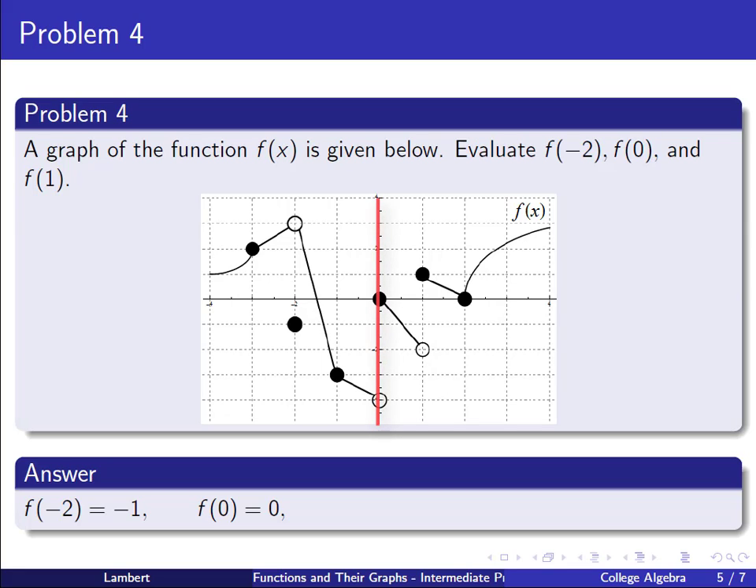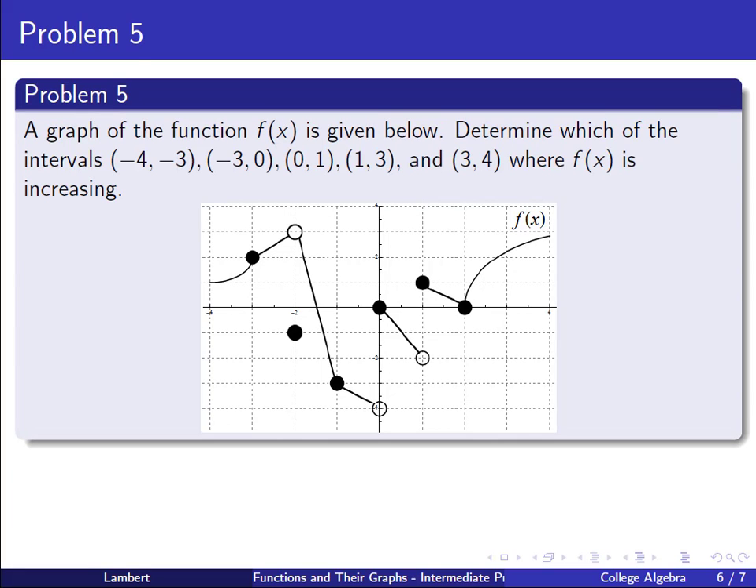Finally, last but not least, f of 1. Notice we do the vertical line at x equals 1. We have it intersecting at this point right here, and so this point corresponds to a y value of 1, so f of 1 actually equals 1. So those are our three function values. f of negative 2 equals negative 1, f of 0 equals 0, and f of 1 equals 1.